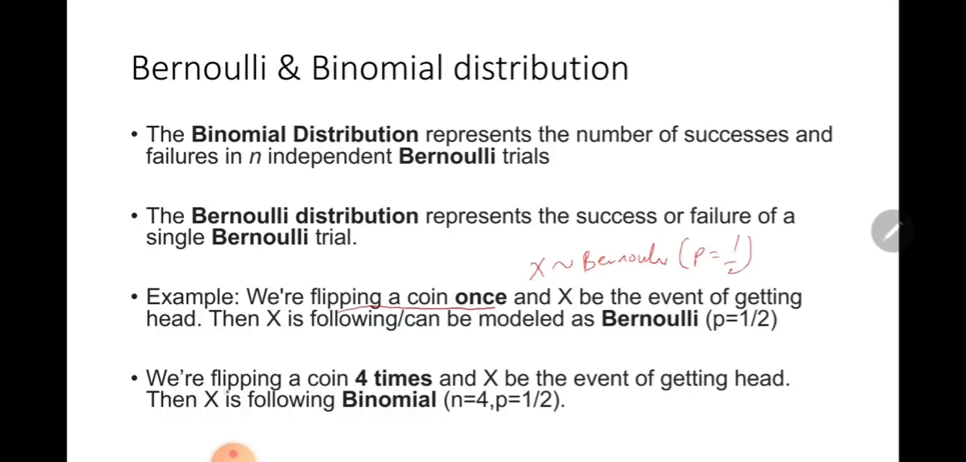Whereas if you are flipping the coin 4 times, you have n independent experiments. Let me call them X1 and X2. So X2 will be binomial with parameter n equals to 4, because you flip 4 times, and p is half. So if you flip once, it's a Bernoulli. If you flip 4 times, it's the same experiment that you do but 4 times, so X is the event following a binomial distribution.